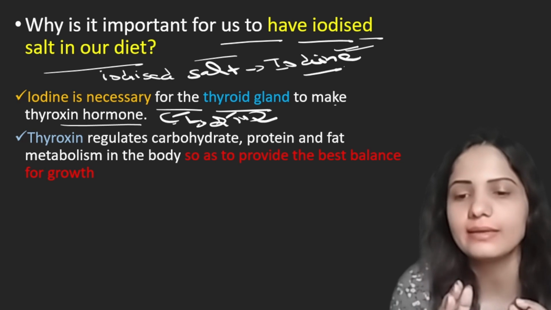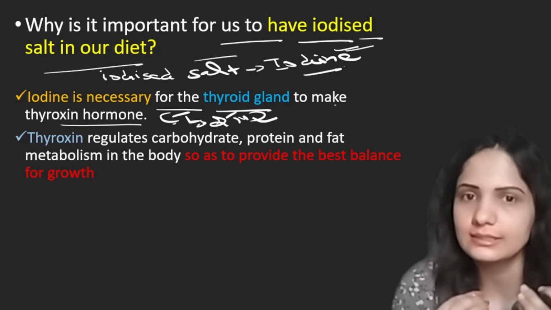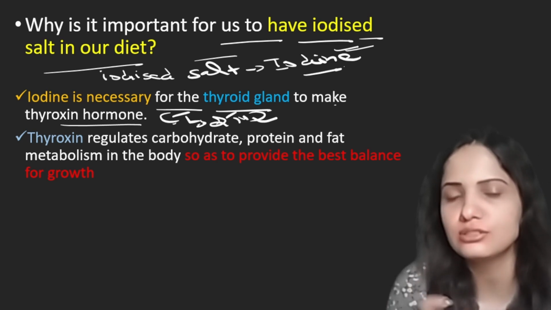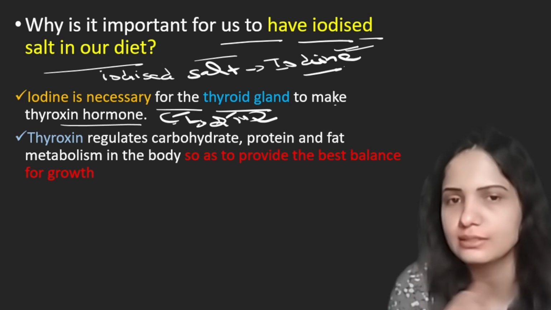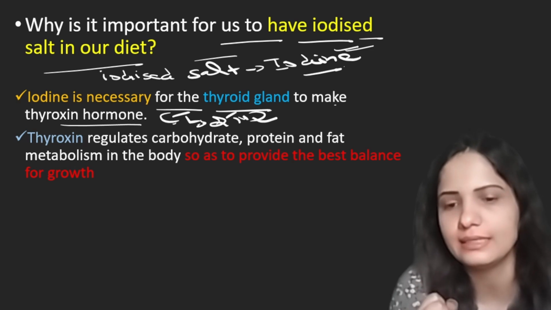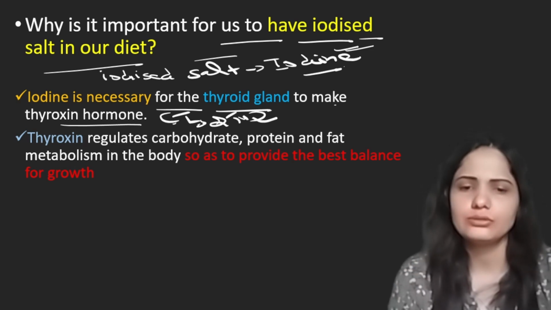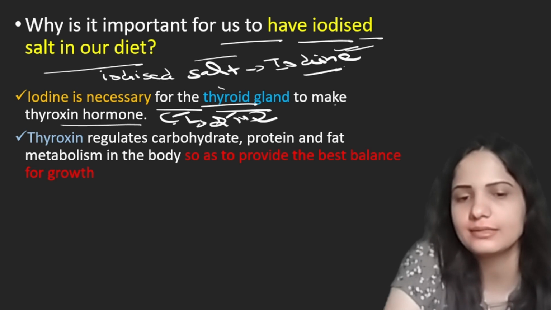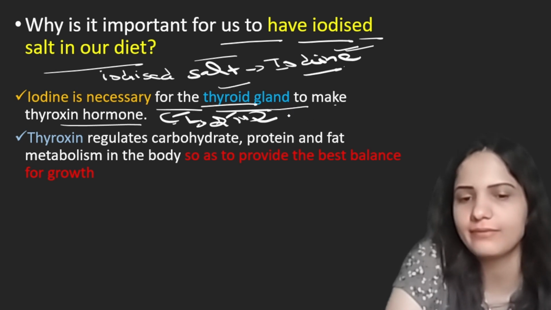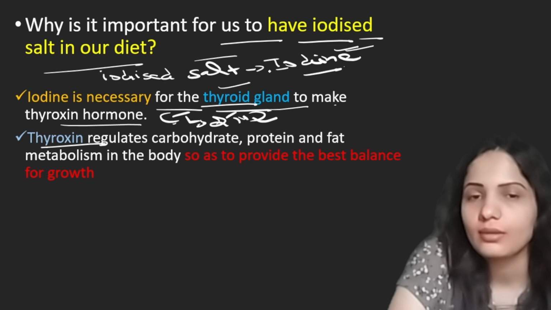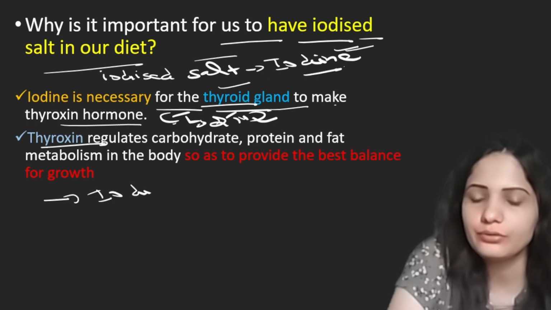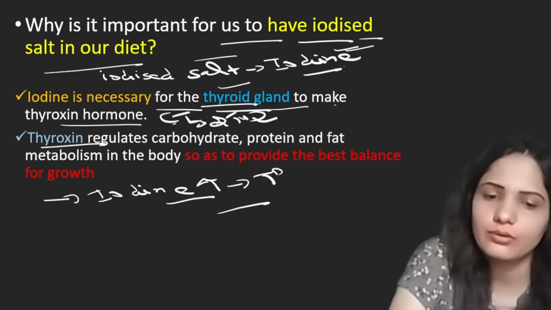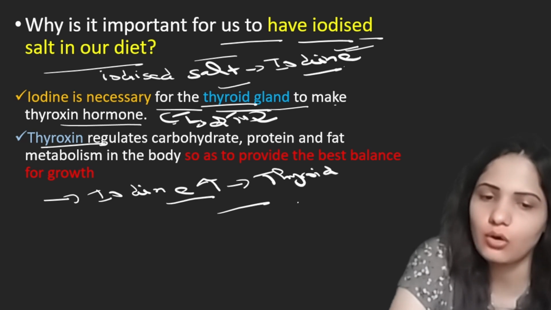Thyroid gland needs iodine for its functioning. Why? Because thyroid gland has to make the thyroxine hormones T3 and T4, and for that purpose it needs iodine. So now we know iodine is required by thyroid gland. It is necessary for thyroid gland functioning. If we take iodine in proper amount through our diet, then thyroid gland will function normally.